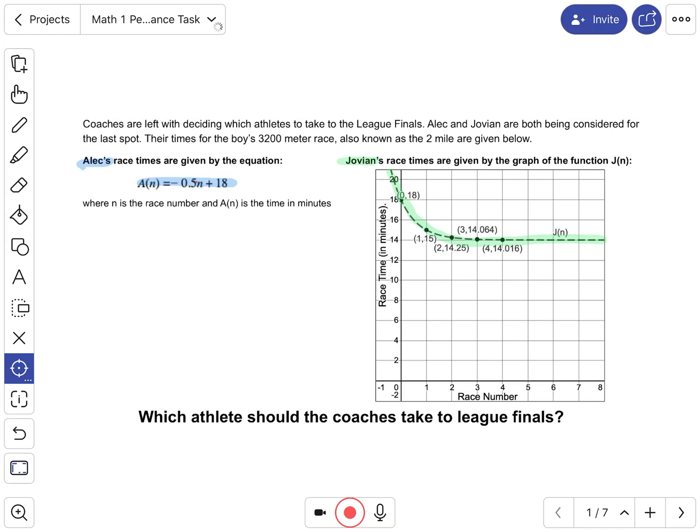You plug it in, and then the question is, which athlete should the coaches take to the league finals? Well, the coaches should take an athlete that runs this race in the lowest amount of time, right? The fastest that player runs it, the better. So you're looking for the lowest amount of time here.